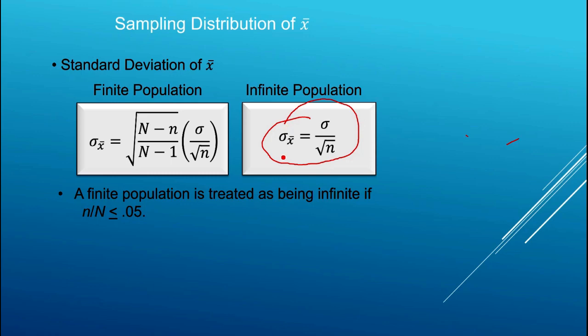We'll start with the one that looks a little bit easier on the right. That's for an infinite population. So what I'm talking about here is the size of capital N, the size of the population. If I have an infinite population, or N is really, really large, then I can calculate the standard deviation of the sampling distribution of the mean simply by taking the standard deviation of the population and dividing it by the square root of the sample size. Very easy formula to use.